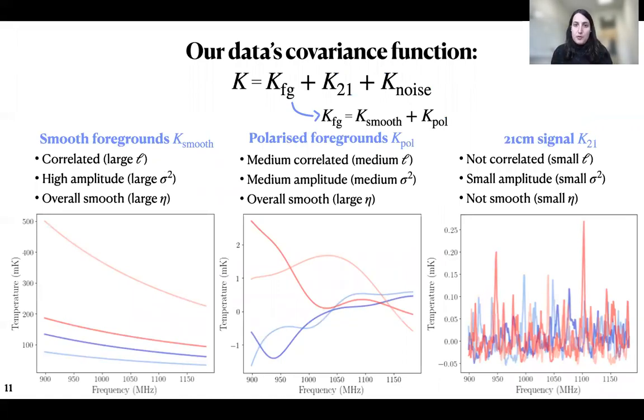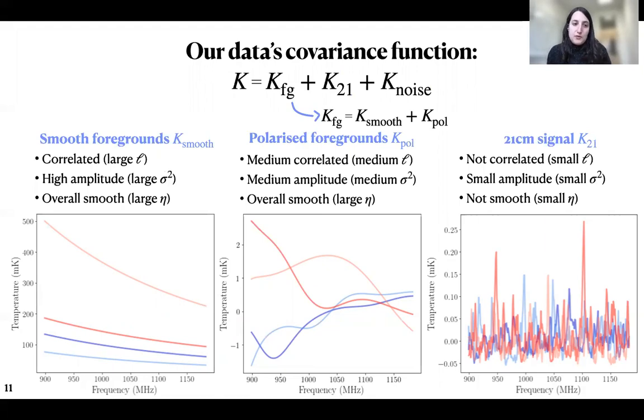So our data is composed of the foreground signal plus the H1 or 21 centimeter signal plus the noise. And so our data's covariance function K is also going to be composed of the covariance function of each of these components added together to reflect what the data looks like. The foreground is split into the smooth and polarized foregrounds, as I will explain.